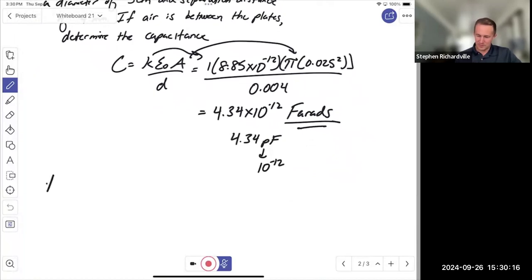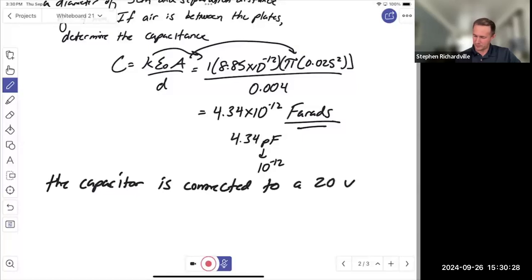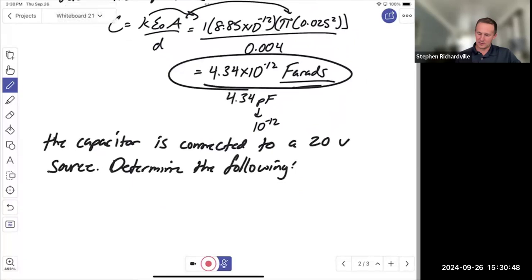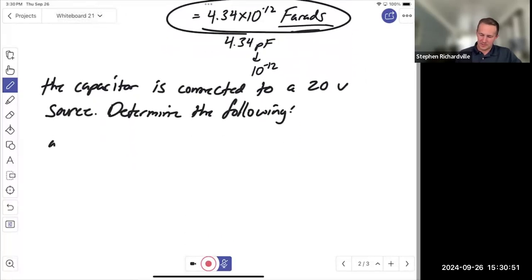Let's continue on. The capacitor is connected to a 20-volt source. Determine the following. So now that I know the capacitance, what else could happen here? Determine the following. How about the electric field?